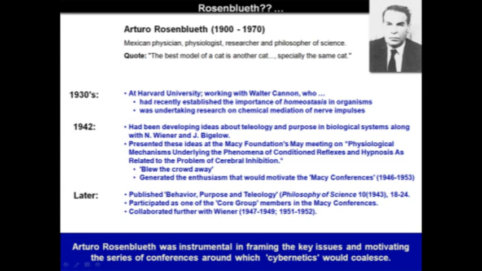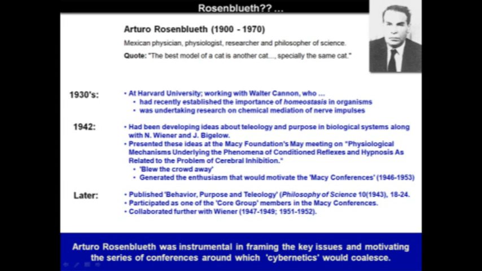As you can see, he was a Mexican physician, physiologist, well-educated, did a lot of work, had come to Harvard and had worked with Walter Cannon during the 30s on the notion of homeostasis, and on Cannon's follow-up projects, which had to do with chemical mediation of nerve impulses. This neural work was dedicated to trying to figure out mechanisms of homeostasis.